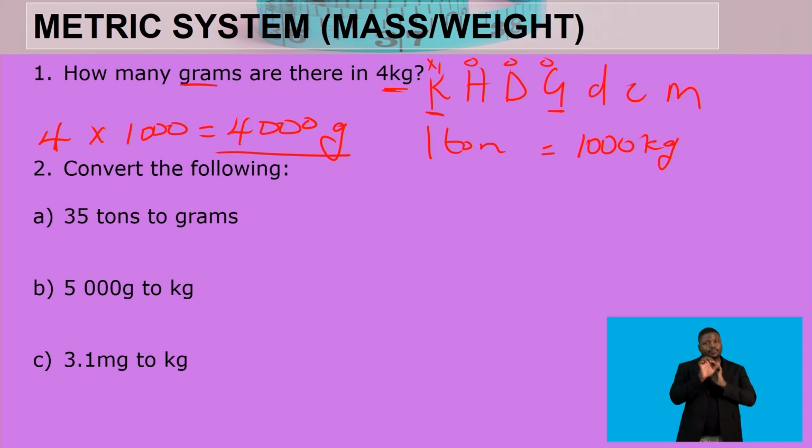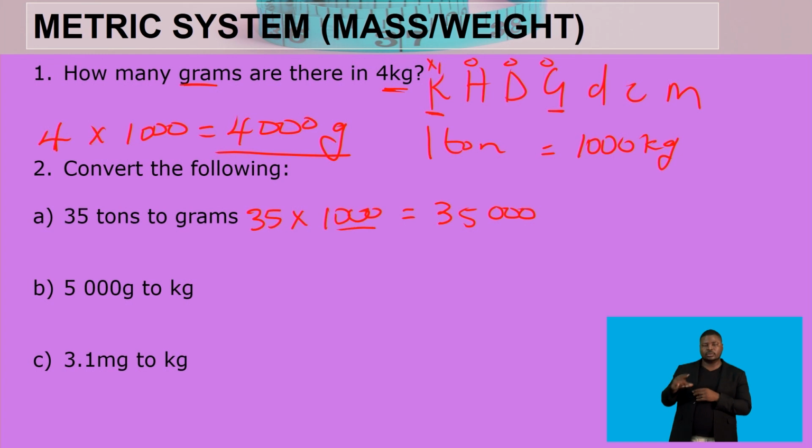For an example, we have 35. It's going to be 35 tons. We'll convert it to kilograms because 1 ton is 1,000 kilograms. So we're going to say 35 multiplied by 1,000, which gives us 35,000. You just add the zeros to the 35, which is 3 zeros. This gives us 35 what? Kilograms.